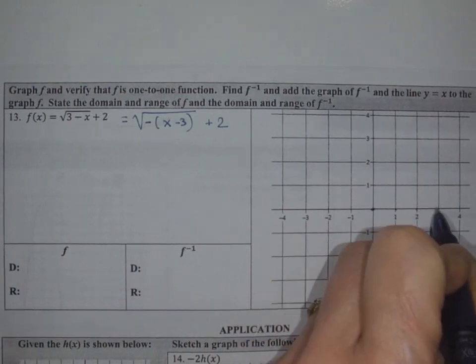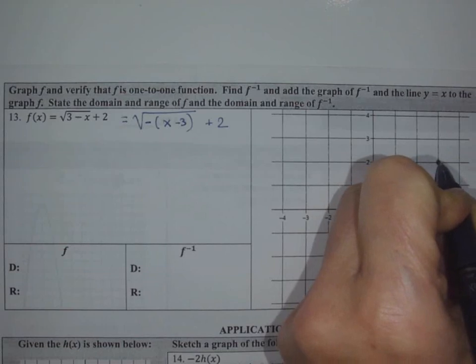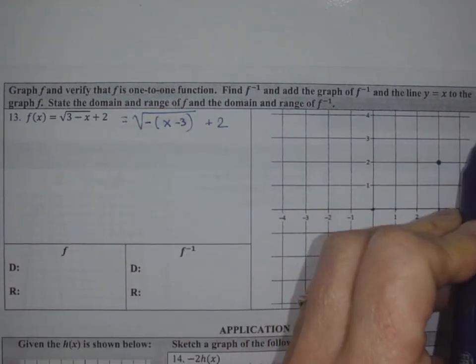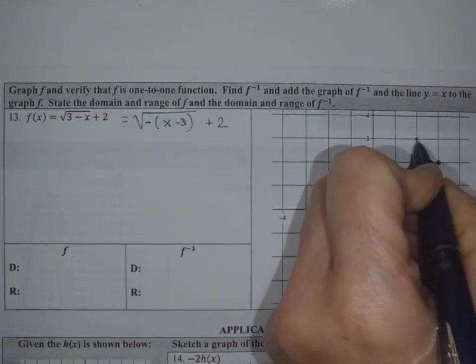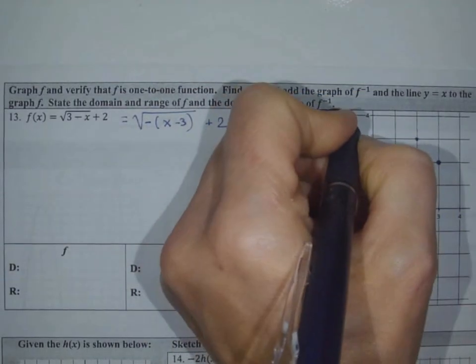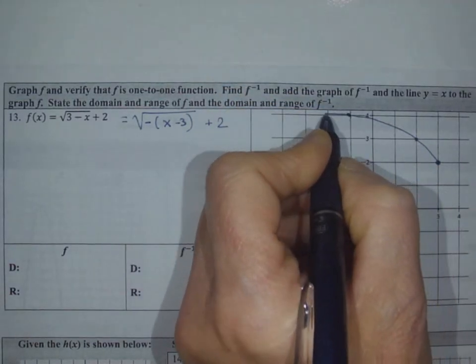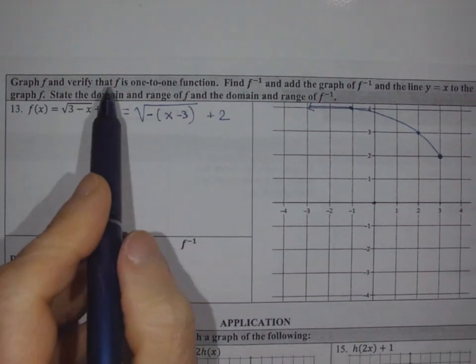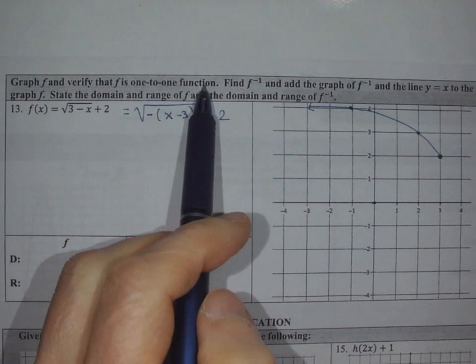We're going 1, 2, 3 to the right, and then I'm going to go up 2, so there is my new vertex here. But then I'm reflecting, so instead of going toward the right, I'm going to go toward the left, so it's going to be up 1 over 1, and then 1, 2, 3 over 1, and so here is my function, my graph, okay? So once I graphed it, I have to verify that f is a one-to-one function.